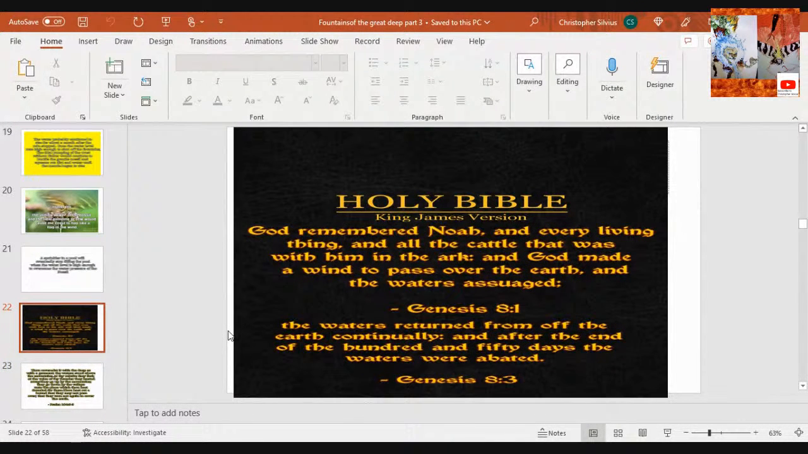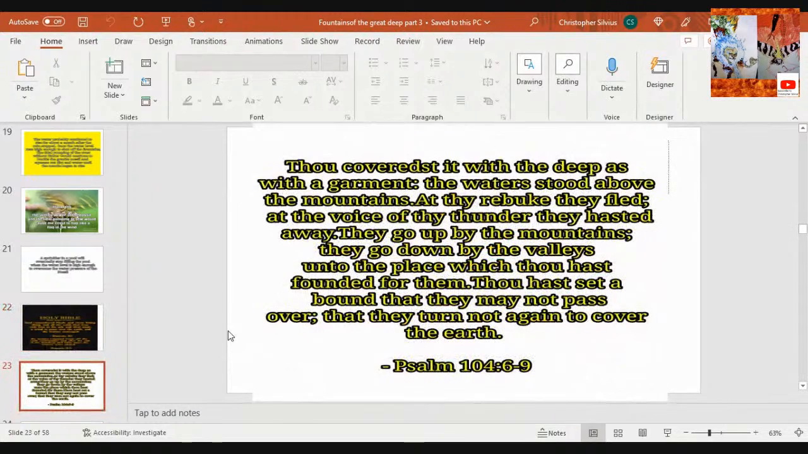God remembered Noah, every living thing, all the cattle that was with him in the ark, and God made a wind to pass over the earth, and the waters assuaged. The waters returned from off the earth continually after the end of 150 days. The waters were abated. Psalms 104, 6 and 9.